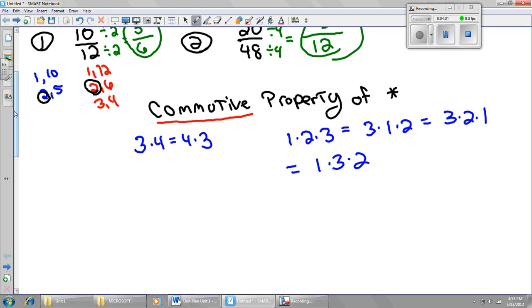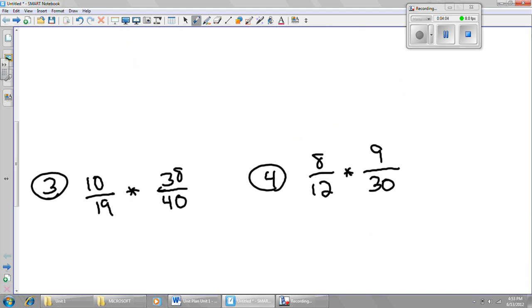But why do we need to know that? Well, because when I have a fraction like this, problem 3, 10/19 times 38/40, a lot of you are going to go, well, I know 10/19 doesn't simplify, and I could simplify 38/40. But what you don't realize is you can also switch these and you actually have the same problem. 38/19 times 10/40 is the same problem.